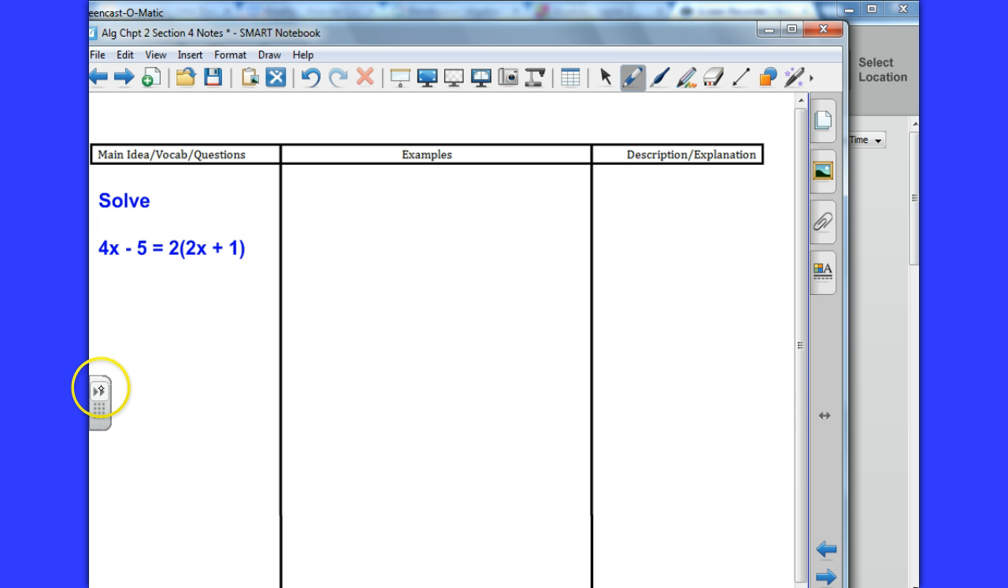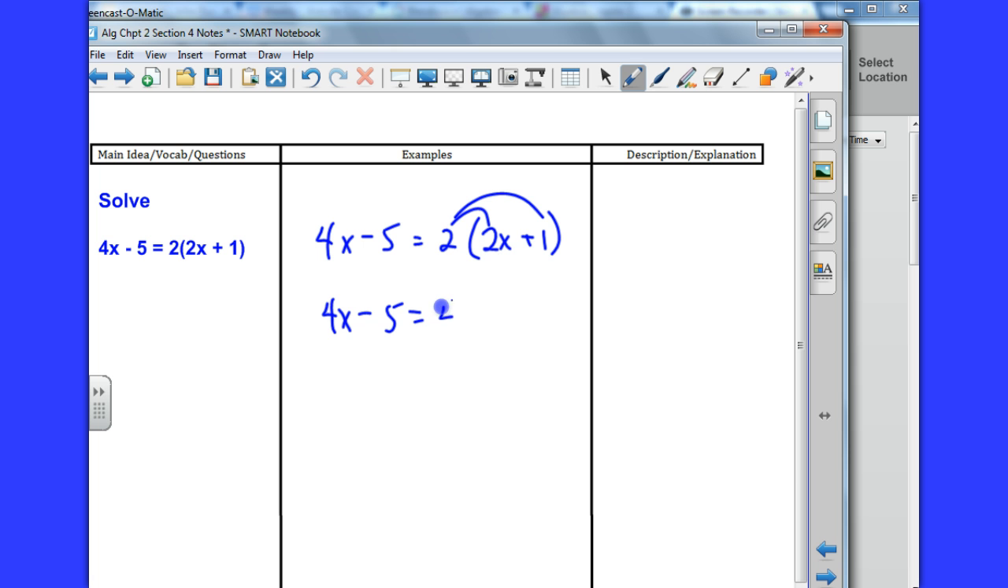All right, let's copy this one down. If you have not, do that for me, please. In the middle, 4 times (x minus 5) is equal to 2 times (2x plus 1). All right, well, again, the left side is simplified, so you don't have to do anything to that, but the right side is not. So you have to distribute that 2 and get 4x plus 4. All right, let's move the variables to one side. I'm going to subtract 4x from both sides. On the left-hand side you have negative 5, and on the right-hand side you have 4.